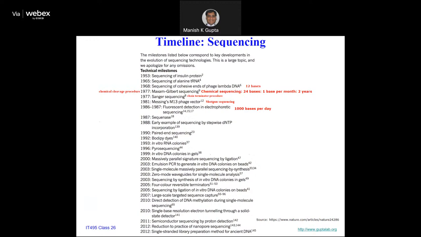Then a major thing that has come is in the form of parallel reading of data. The parallel reading of data has actually accelerated the whole discovery.